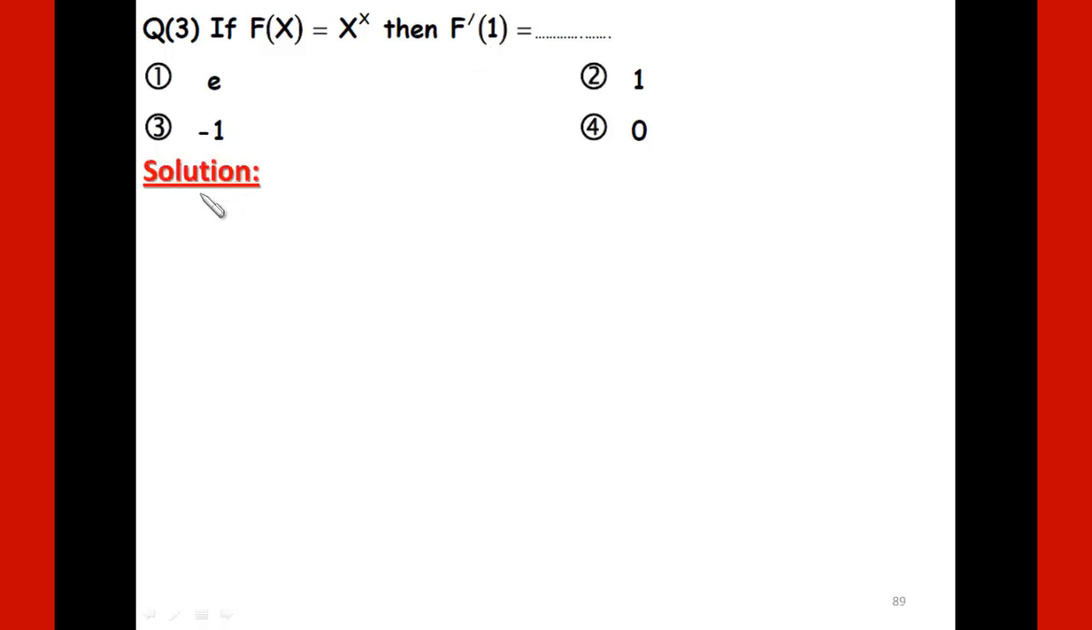Solution. We have y equals x power x. To find the first derivative, to find y dash, we take the logarithm, natural logarithms, to both sides. So we have ln of y equals x ln x.